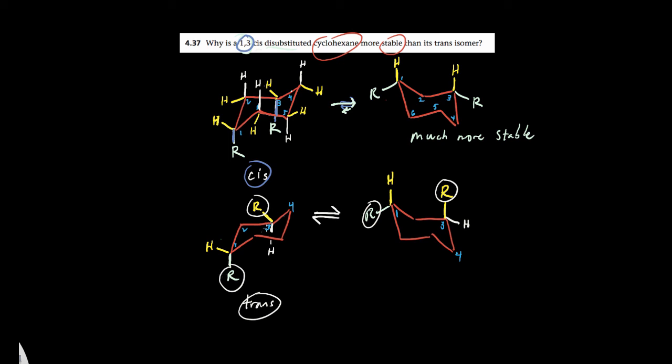So what this means, comparing the cis and the trans, is that since the cis form can adopt a conformation in which both R groups are equatorial and the trans form cannot, both of these chair forms have an axial substituent. So you can't get away from that in the trans form, whereas in the cis form, both R groups can be equatorial. Therefore, the cis is more stable than the trans.